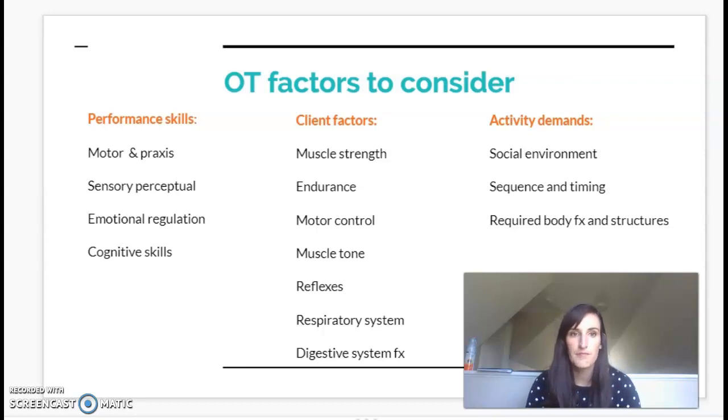Also, for motor and praxis, does our person that we're helping have tremors so severe that they can't get the spoonful of chicken and dumplings up to their mouth because it's spilling and shaking so severely? That would be a motor concern that we would hopefully be able to help them with.